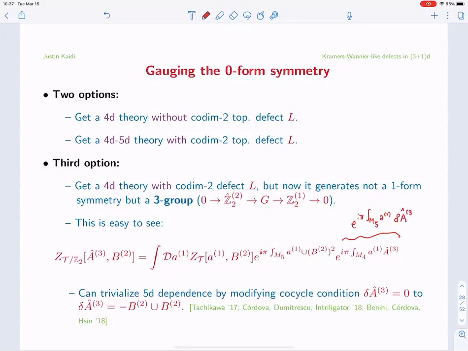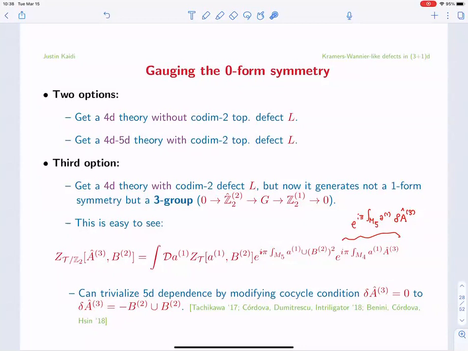So I can rewrite it as this. And now this term is linear in A1. The anomaly is also linear in A1. So clearly I can cancel the M5 dependence by choosing delta A hat such that it's minus B2 squared. So we can get rid of the 5D dependence by demanding that A hat is not a cocycle, but rather something which satisfies this. And this is the sort of mixing that gives rise to the 3 group.